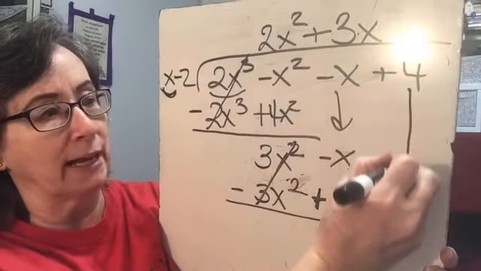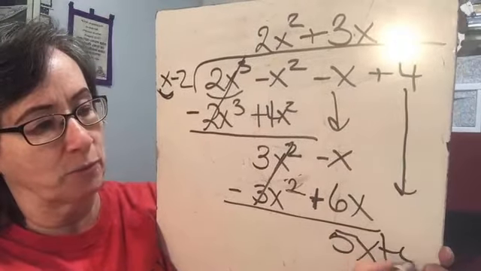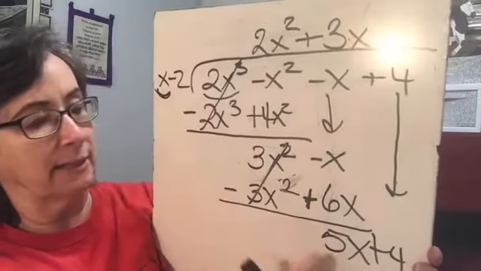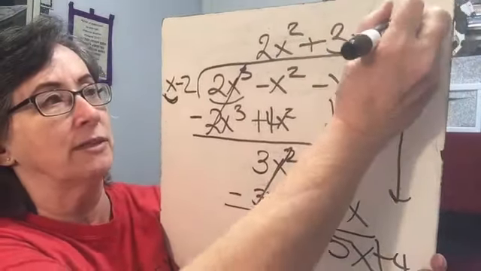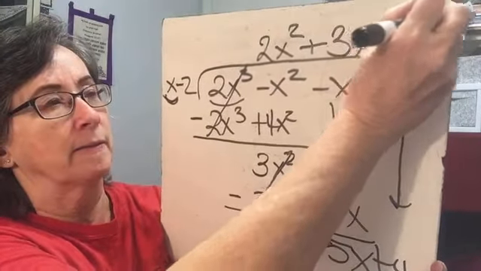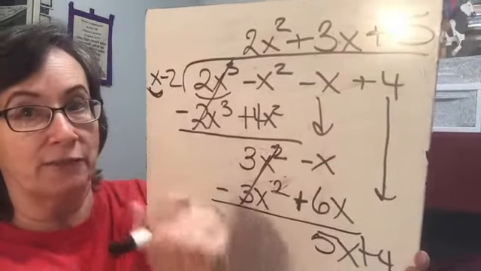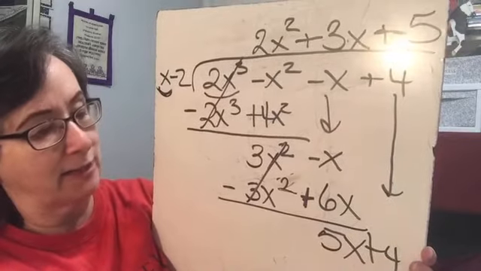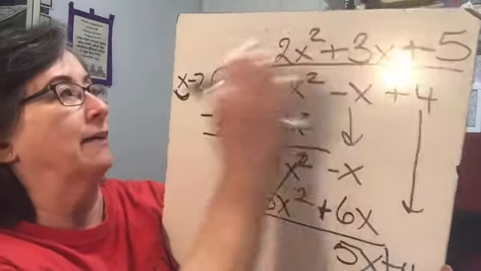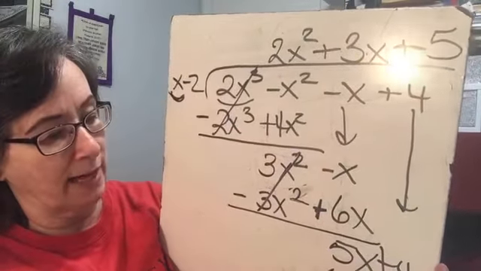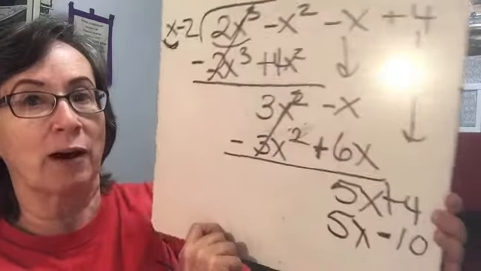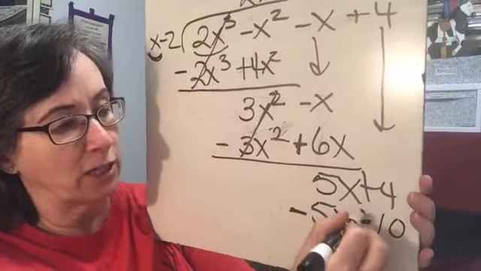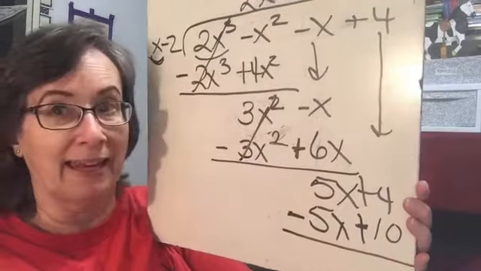And I bring down the 4. Plus 4. X into 5x goes 5 times. 5 times a negative 2 is a negative 10. 5 times an x is a 5x. I'm subtracting, so I change both signs and add.